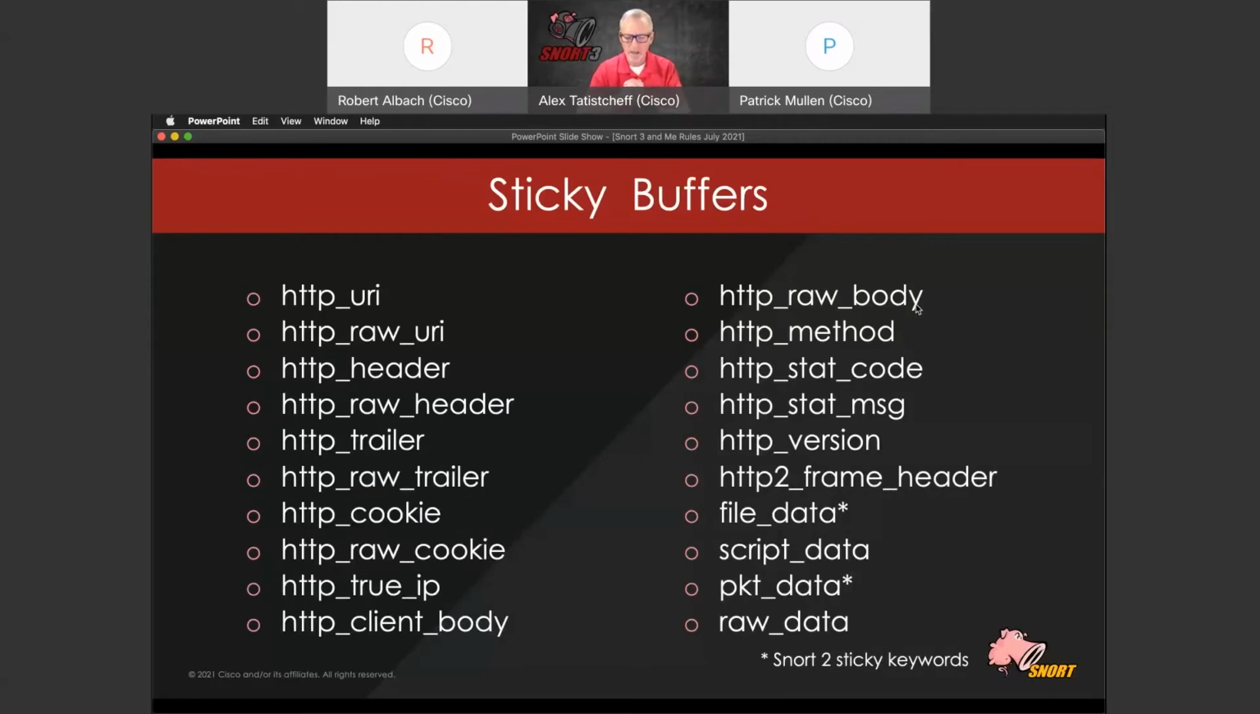And you'll see a ton of rules from Talos anyway that have file data in them. I don't know if we have any rules that have packet data, but file data is a real common keyword for anything that's a response, HTTP or an SMTP response. You're going to see file data in it that does a normalization. It looks at the normalized buffer there.